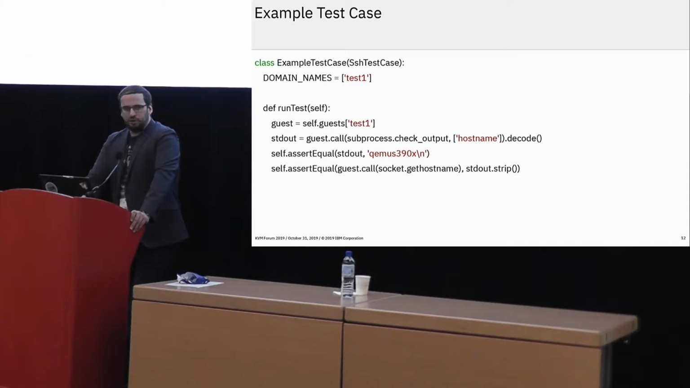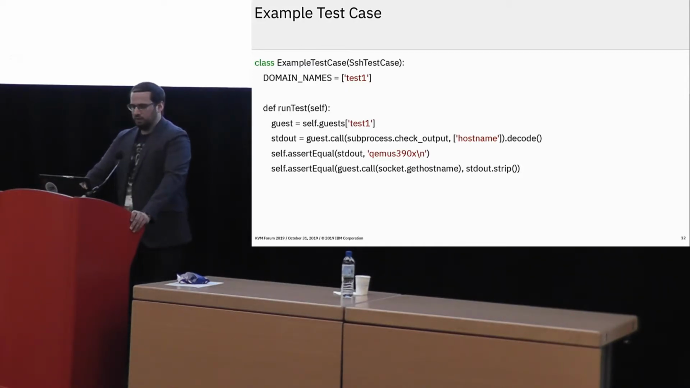And it uses convention over configuration. For example, if you define the class attribute domain names, and define here test1, then it will be ensured that you can access a test1 domain, a guest defined in libvirt with the name test1. You can access it with self.guest. This is an actual virt domain manager. So you can access this guest, it's defined and it's started, and you have an SSH communication channel to it.